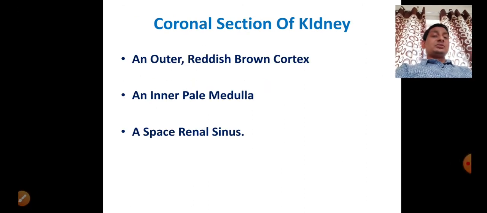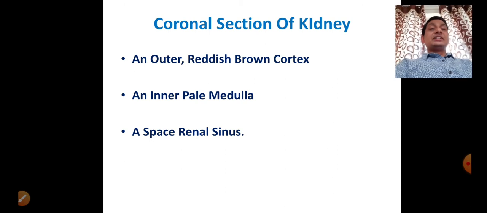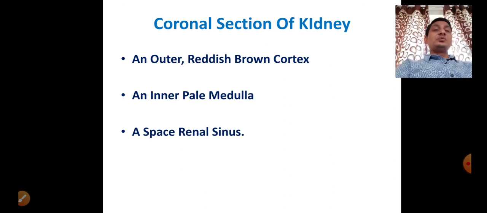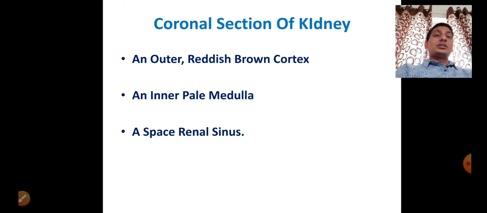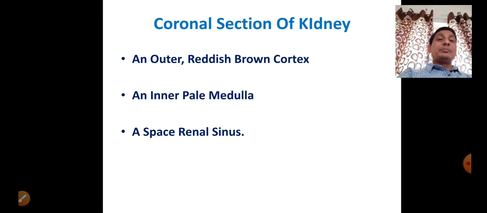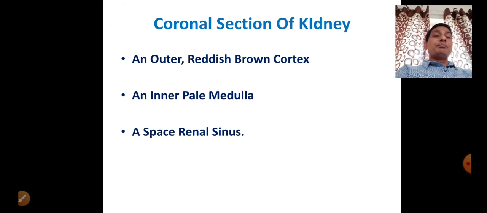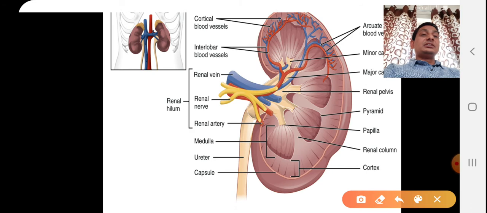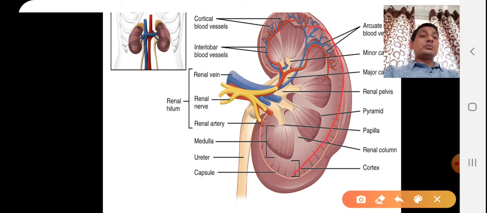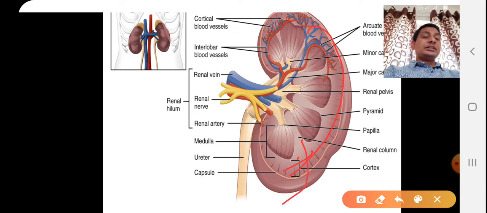If we see the structure in a coronal section of the kidney, we see an outer reddish-brown part, which is the cortex, and an inner pale part, which is the medulla, and the renal sinus. The outermost part is the cortex and this is the medulla. The renal medulla contains about 10 conical masses.